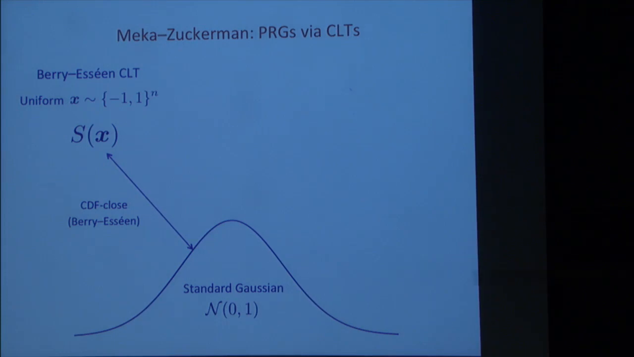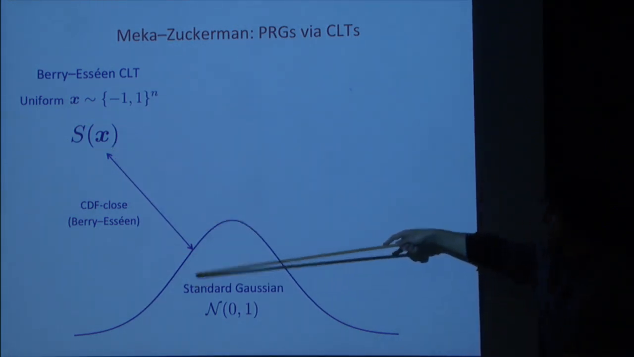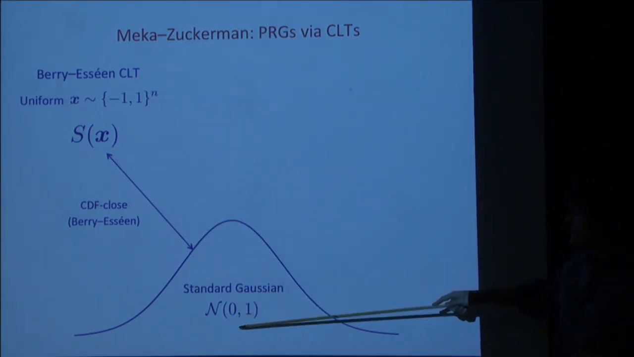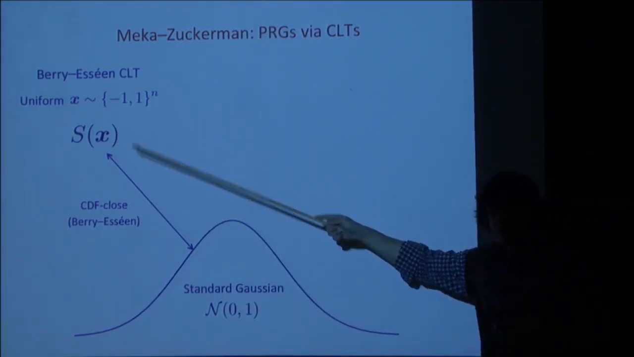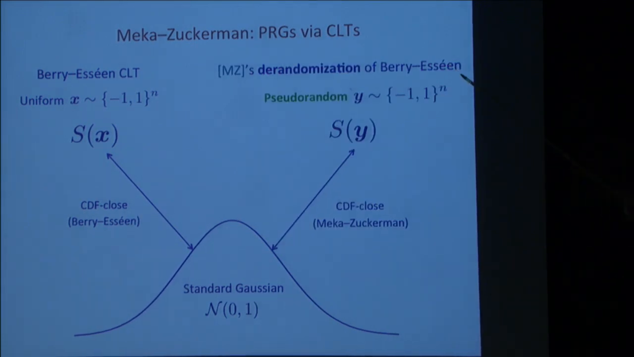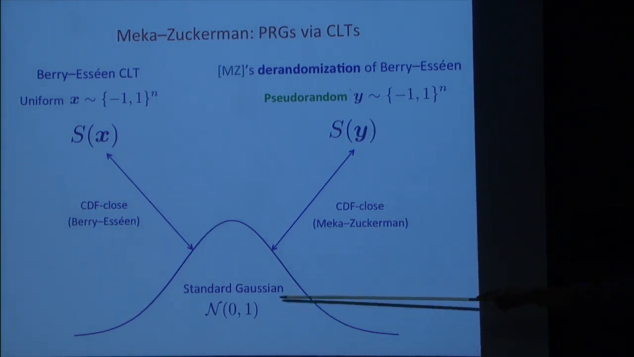I'll give a cartoon version of the simplest result in the paper, which is as follows. We saw how the Berry-Esseen central limit theorem establishes CDF closeness, Kolmogorov distance closeness, between a Gaussian and the truly uniform linear form w dot x. What Meka and Zuckerman did is they said, we're going to cook up a pseudo-random, randomness efficient distribution over n-bit strings, and we'll argue, using basically the Berry-Esseen theorem, that the distribution of the linear form under that input is also CDF close to a standard Gaussian.